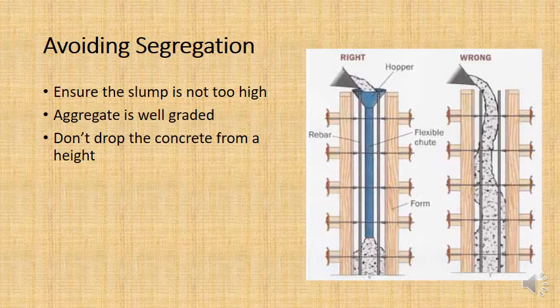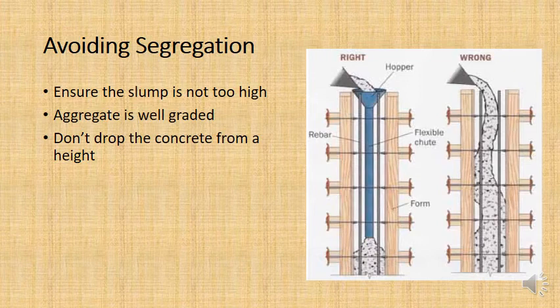So we've got an example here of a concrete column. Now, the correct way to pour a concrete column is with a pipe or funnel called a hopper. What that does is you place the concrete in there and it slowly moves down the funnel, and then it falls out at the very bottom. That way you're ensuring segregation doesn't happen. That's the right way to fill a concrete column mould.